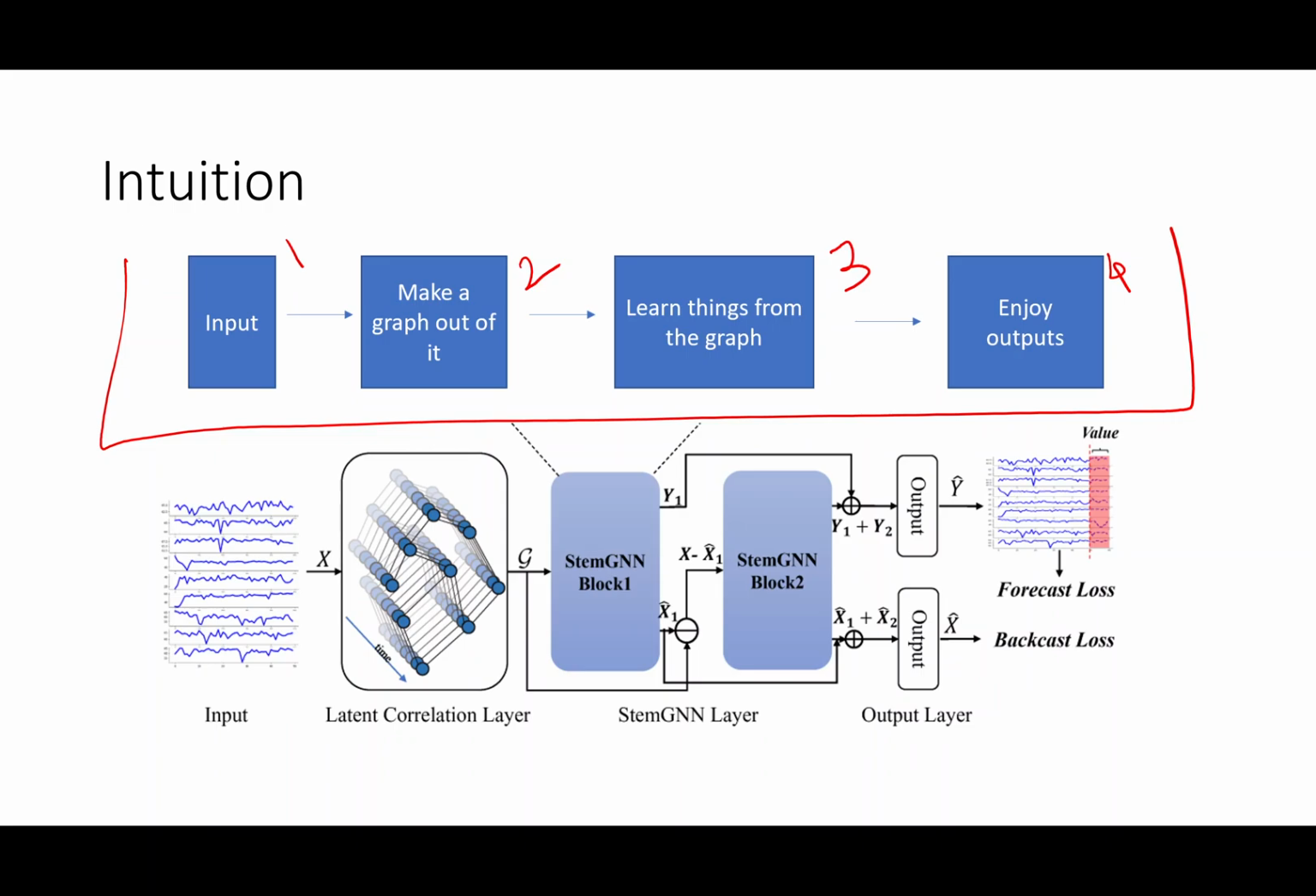So we'll have input n time series, multivariate time series. They're going to make a graph out of it. Okay, this seems very absurd. Like how are we going to make a graph out of n time series in one dimension? We'll see. Then we'll learn things from the graph. This is where the main contributions of the paper come, and then we'll enjoy outputs.